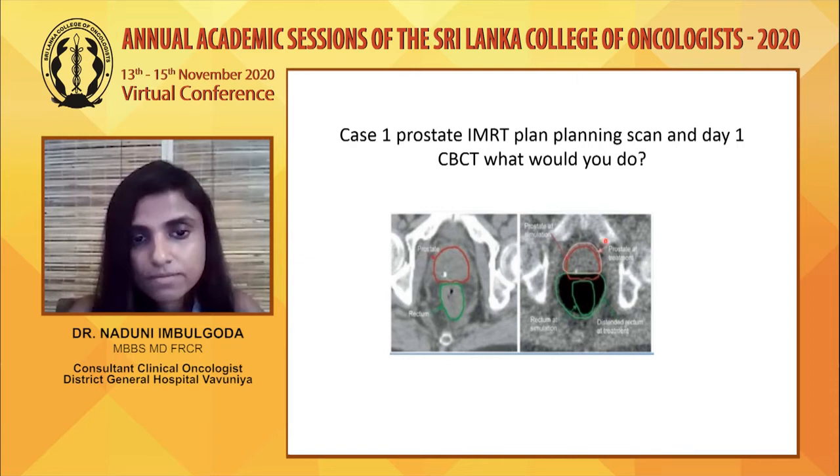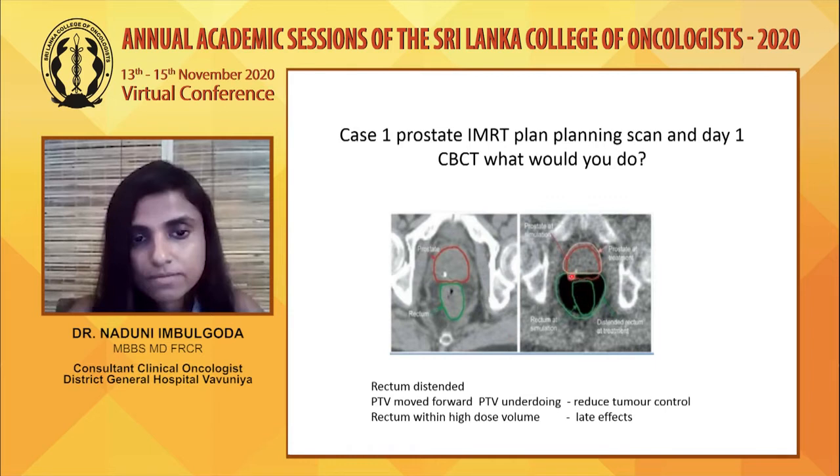So this is the prostate in the planning scan. Here the prostate has shifted anteriorly, as you can see, because the rectum is distended with gas. So the PTV has moved forward, and there's underdosing of the anterior bit of the PTV here, and this has been shown in numerous studies to cause a reduction in local control and biochemical response to radiation if proper IGRT does not take place. And also here, this bit of the rectum, as you can see, falls within the high dose PTV, and we can expect late effects for this patient.